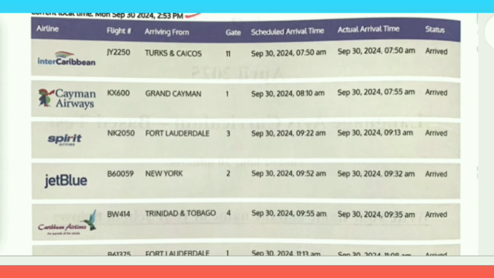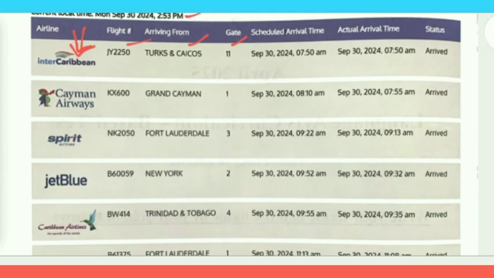All right, so let's examine the board carefully. On this side you're seeing the flights. These are the airlines. In this second column, you have the flight number. Right here in the third column, you have where they're coming from, so arriving from. Then you have the gate number, scheduled arrival time, and then the actual arrival time and the status.